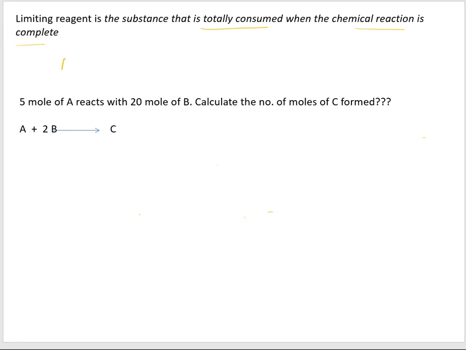Take a basic example: A plus B gives C. Here 5 moles of A are given, and 3 moles of B are given. Now 5 moles will react with 3 moles, and 2 moles will be left and 3 moles are consumed. So B will be the limiting reagent and A will be the excess reagent. This is the difference between limiting reagent and excess reagent. One is consumed and the other is left behind.